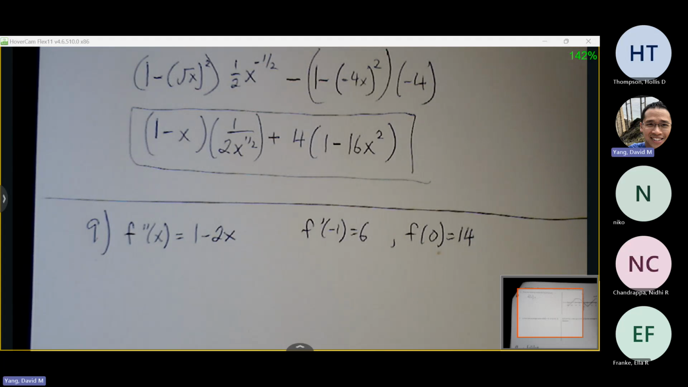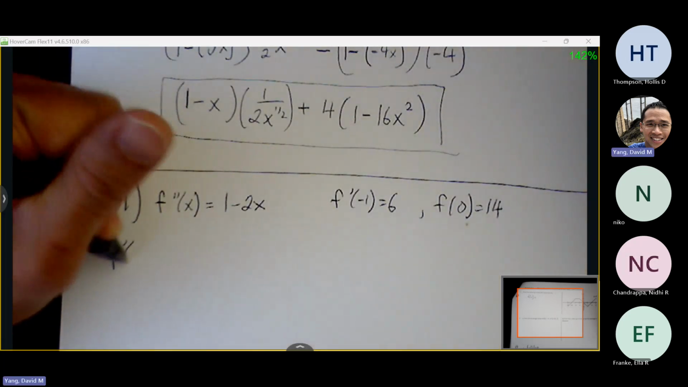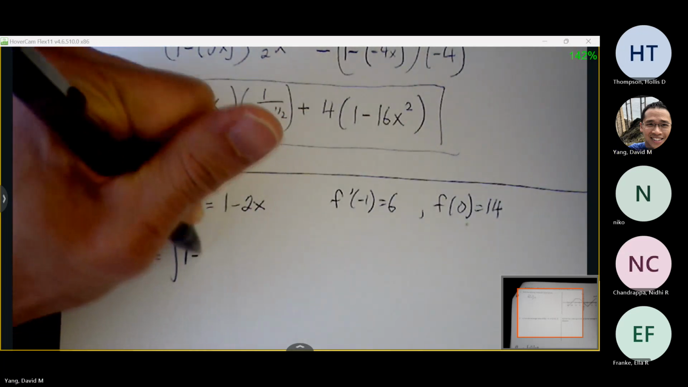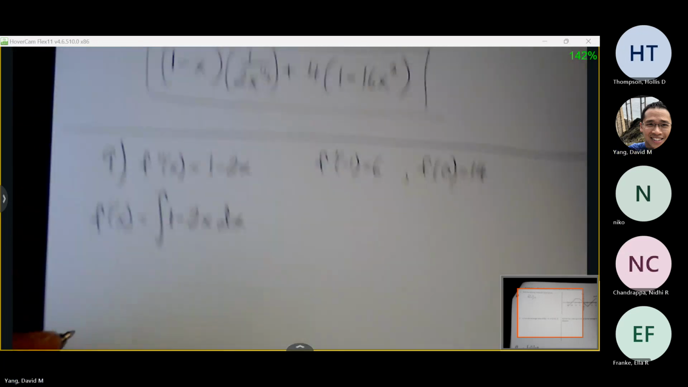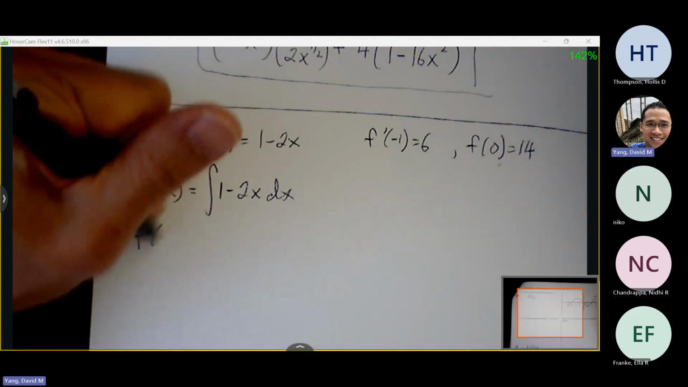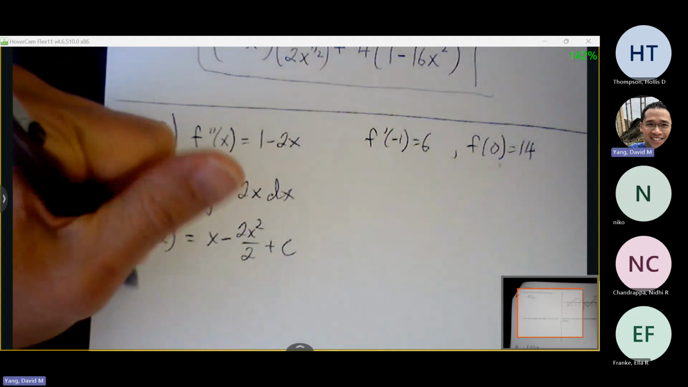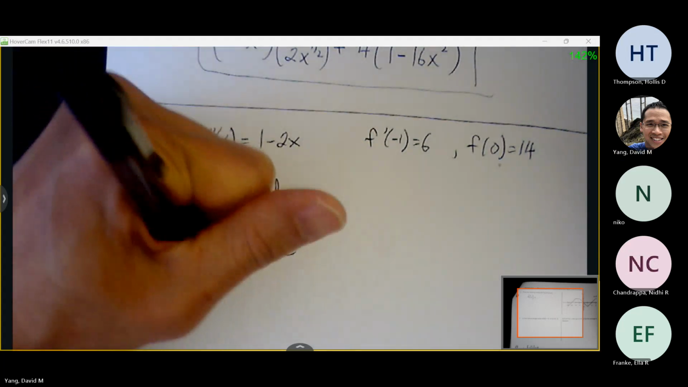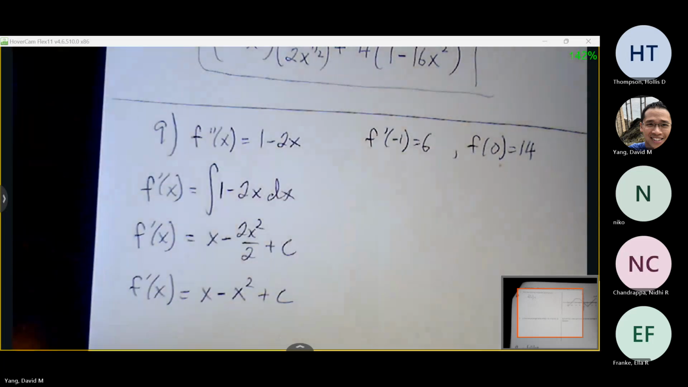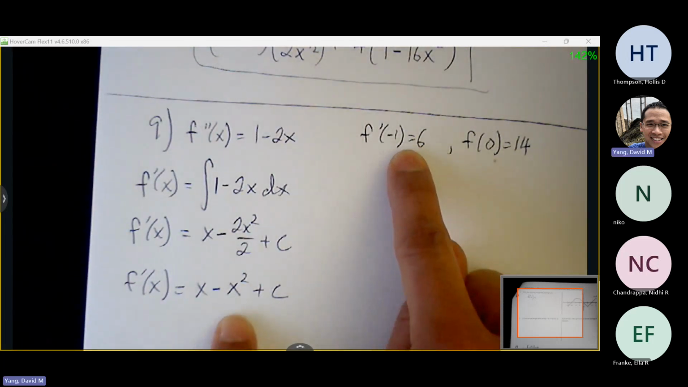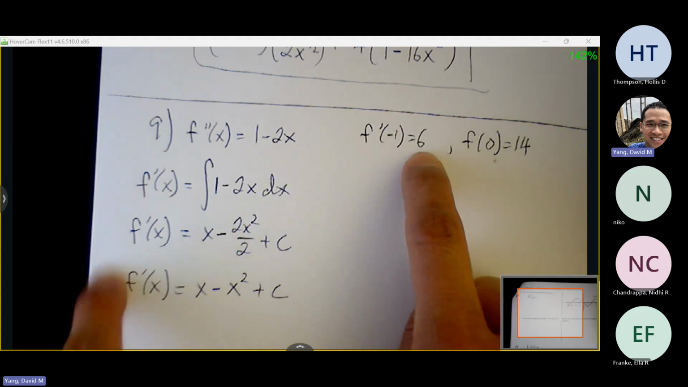So number 9, we're taking the antiderivative twice, just like how you did on the quiz. If I want to get to f prime, I'm going to have to take the integral of my starting function, power rule, plus c. We have an ordered pair at the derivative level that we can use, -1 in for x and 6 in for f prime.